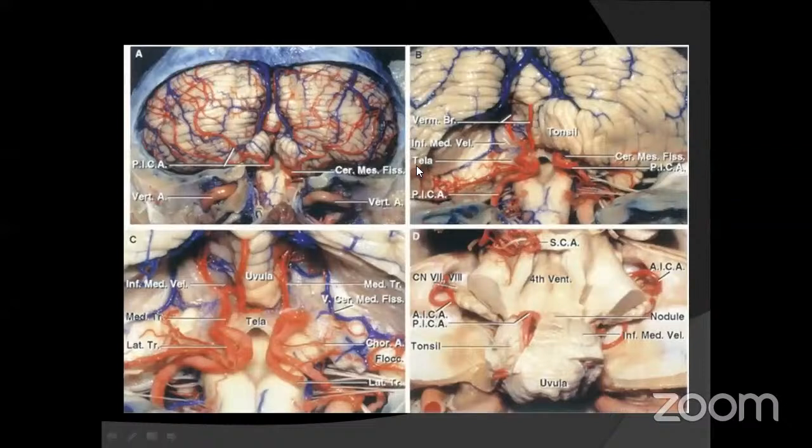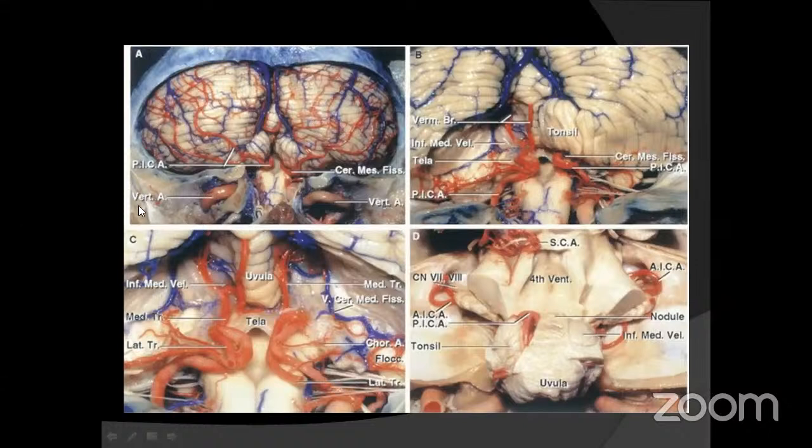Now let's move on to step-by-step dissection given by Rhoton so that we can understand the anatomy better. As we can see, we can appreciate two suboccipital surfaces of the cerebellum. Here we are viewing from inferiorly. You can see the two vertebral arteries, with a posterior-anterior orientation.